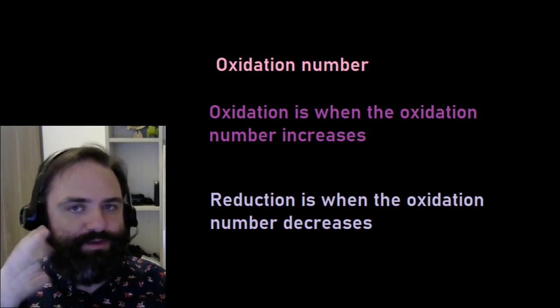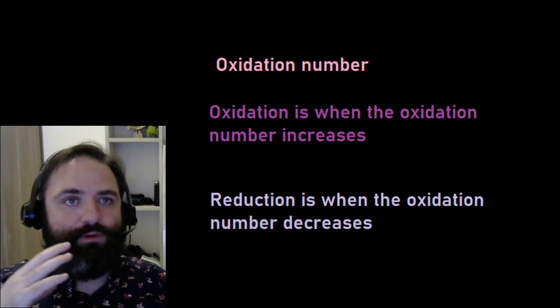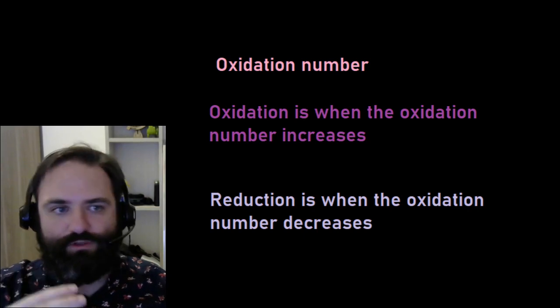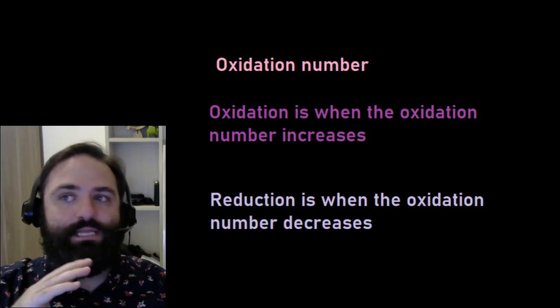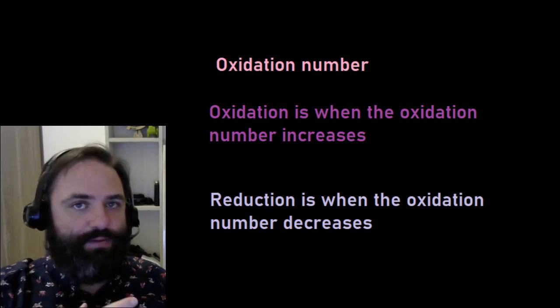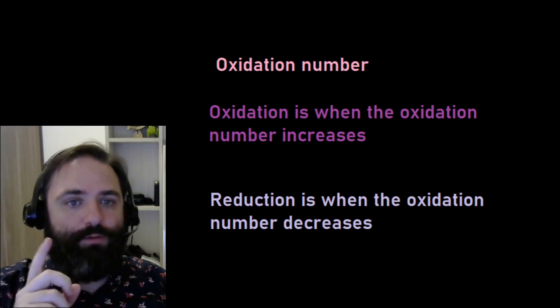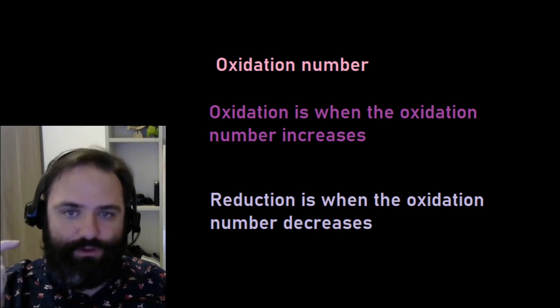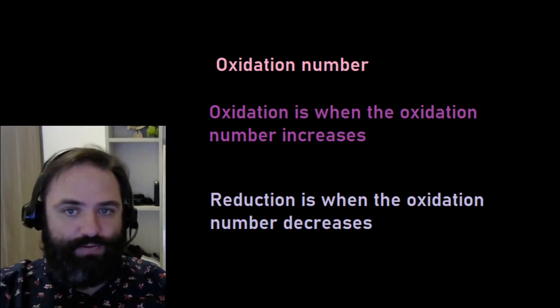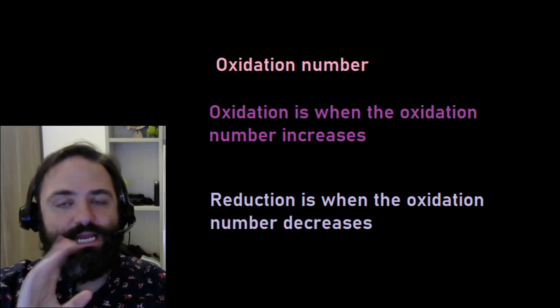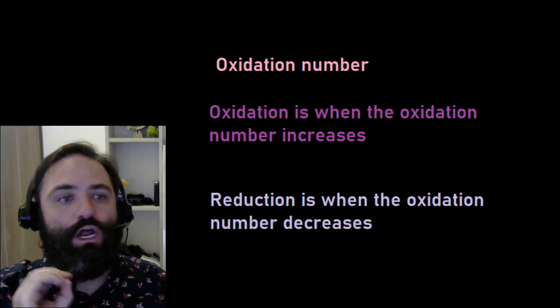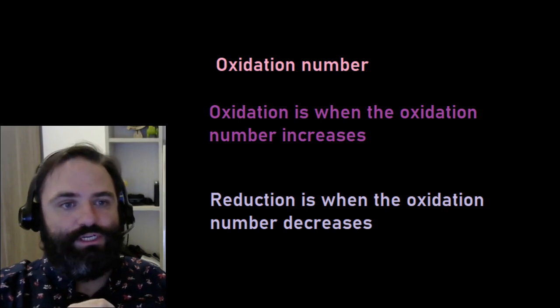So it's a little bit of a confusing concept when you first encounter it, because it's not charge, it's not the number of bonds or anything else. It's another value that we assign to them. And once we've assigned this number, we can see how it changes in a chemical reaction. If the number goes up, oxidation has happened. If the number goes down, reduction has happened. So our third definition is oxidation is an increase in oxidation number, reduction is a decrease in oxidation number.